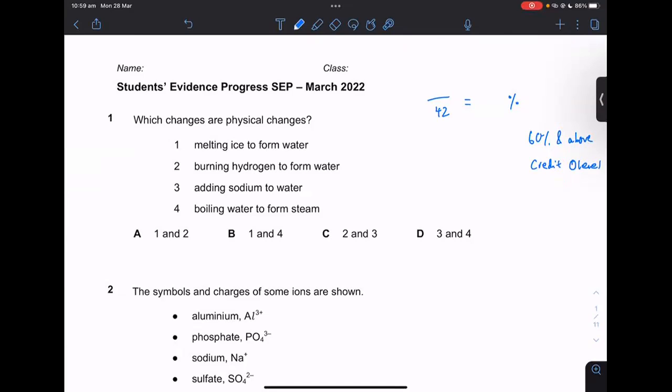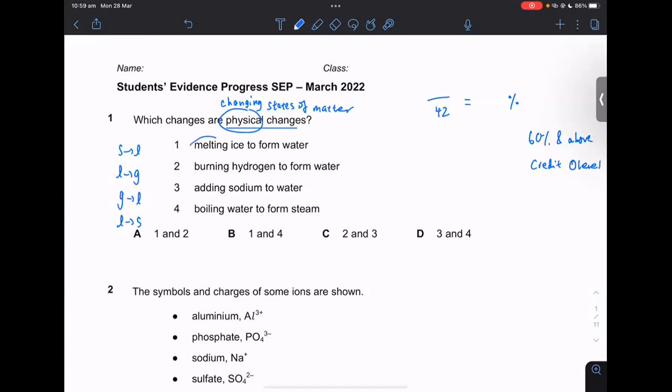Okay. So in this first set of questions, we are looking at physical changes. Physical changes usually refer to changing states of matter. States of matter were your lower secondary science. So we're talking about solid going to liquid, liquid going to gas, gas going to liquid, liquid going back to solid. All of those are physical changes.